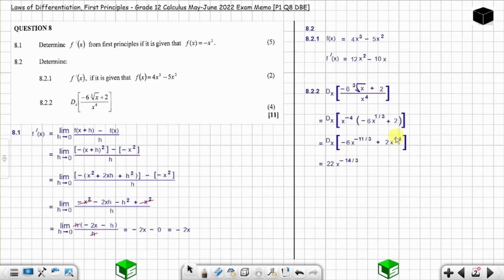Let's carry on. Now your exponent is negative 4 and your coefficient is 2. So negative 4 times 2. This is negative 8 x to the power of negative 4 minus 1, which is x to the power of minus 5. You get this when you subtract 1 from this exponent. So this is your final answer to question 8.2.2.